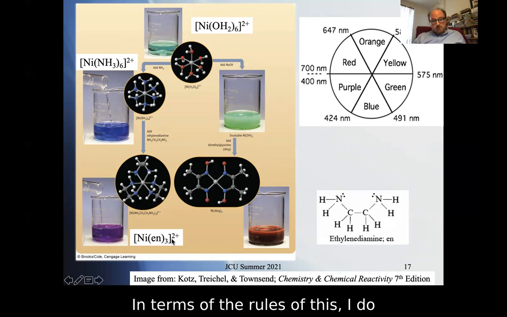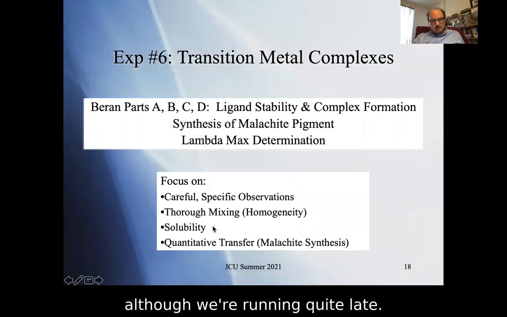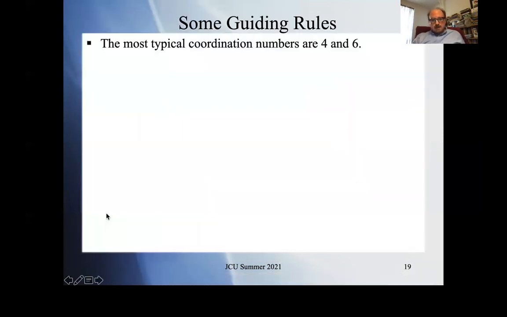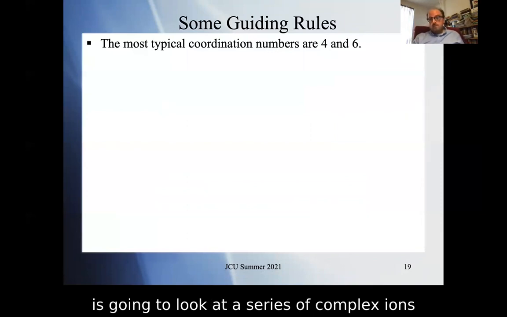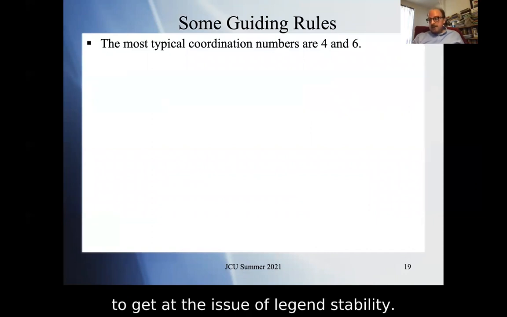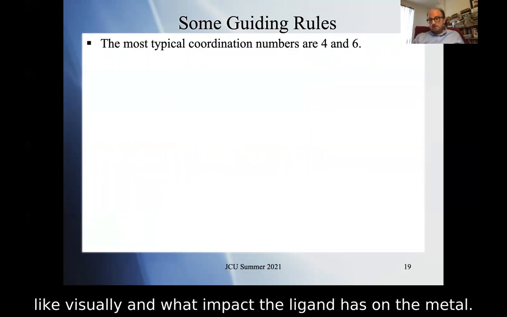Now, again, in terms of the rules of this, I do have a slide, which I'm going to try to get to, although we're running quite late. Well, actually here, so we'll go right to this. So as I said, the experiment is 2 parts. The first part is from Barron, and that is going to look at a series of complex ions to get at the issue of ligand stability, and to also give you some sense of what these complexes look like visually and what impact the ligand has on the metal.